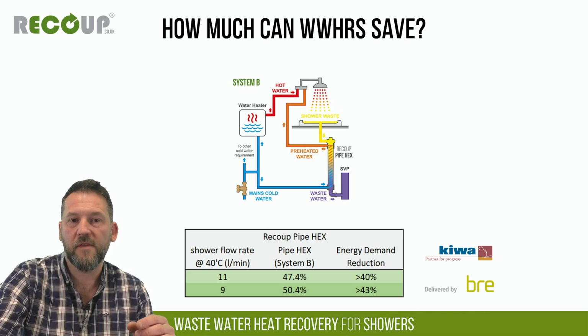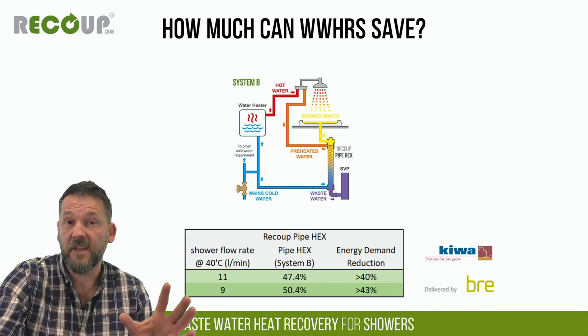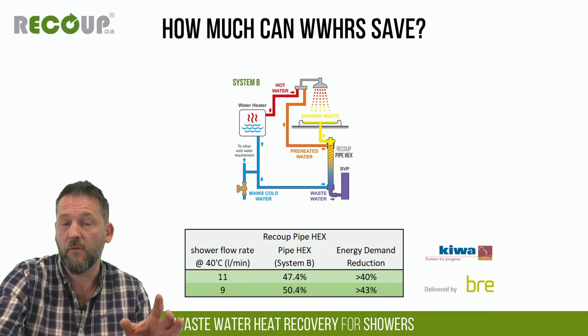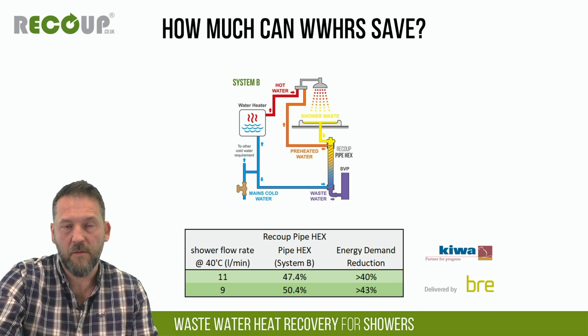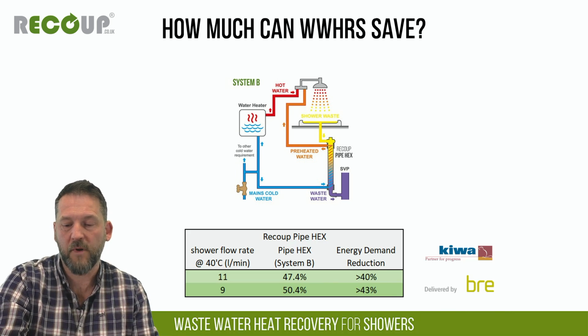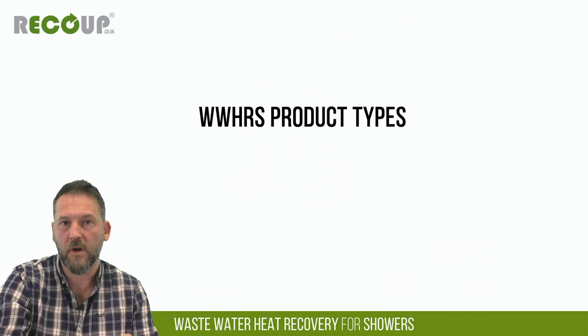And then for System B, at 11 litres per minute, that energy demand reduction, or in fact in this case it's a hot water reduction, is around 40%, and then at 9 litres per minute around 43%. So less efficient, but still significant in terms of the amount of hot water reduced per shower. So both installation methods are very significant, certainly for new build homes.